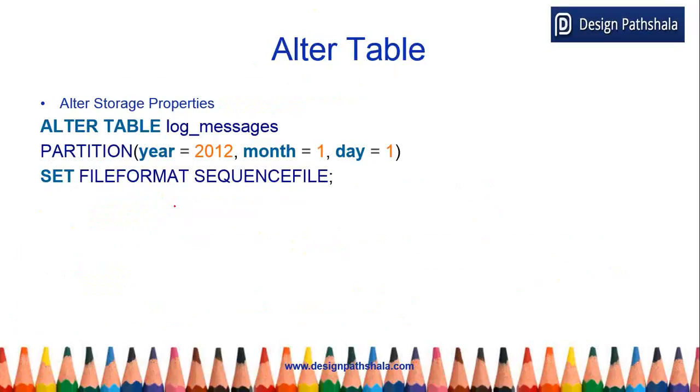Alter table partition. So I'm changing the input file format for this table. I'm setting it to file format sequence file. So previously it might be text, now I've changed it to some other format. On Hive, I have to just alter the table, set the file format to some new file format, and Hive will take care of the rest of the things for you.